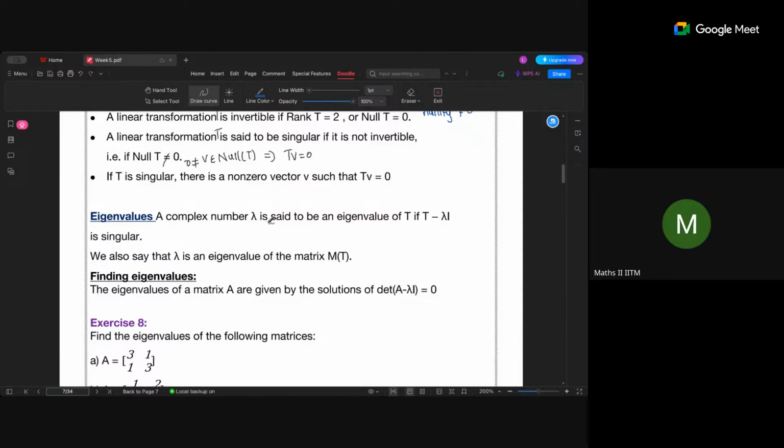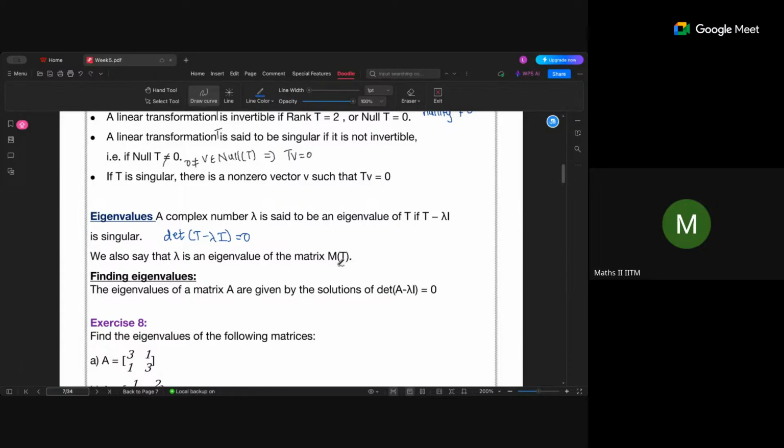A complex number lambda is said to be an eigenvalue of T if T minus lambda I is singular. What does that mean? What should be the determinant if this is singular? It should be 0. So we say that a complex number lambda is an eigenvalue of T if determinant of T minus lambda I is 0. Such a lambda is the eigenvalue of the matrix M of T.